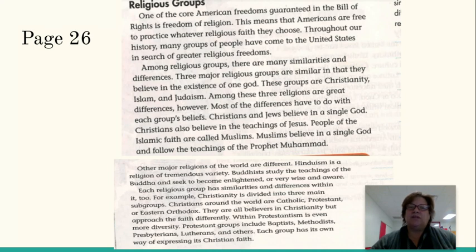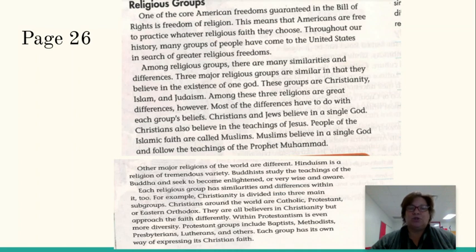Among these three religions are great differences, however. Most of the differences have to do with each group's beliefs. Christians and Jews believe in a single God. Christians also believe in the teachings of Jesus. People of the Islamic faith are called Muslims. Muslims believe in a single God and follow the teachings of the Prophet Muhammad. Other major religions of the world are different. Hinduism is a religion of tremendous variety. Buddhists study the teachings of Buddha and seek to become enlightened, or very wise and aware.